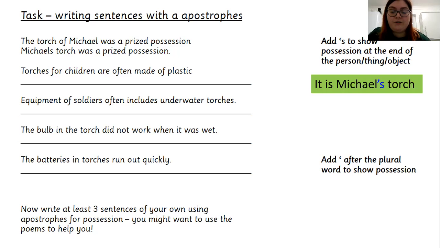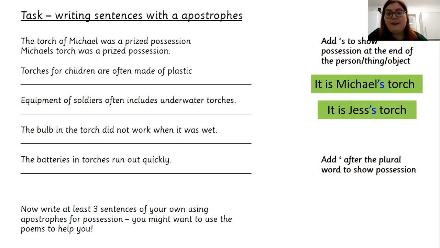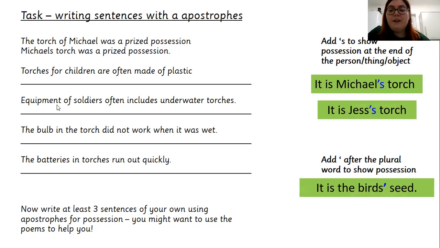That still needs an apostrophe. So let's read it again. The torch of Michael was a prized possession. With an apostrophe. Michael's torch was a prized possession. So where do you need to put the apostrophe? I've just put in the reminders on the side here for you. So when do you add an S? When do you add an apostrophe S when the name already ends in S? And when do you add an apostrophe when it's a plural word? So the reminders are there. I'll read through the next few sentences. Torches for children are often made of plastic.